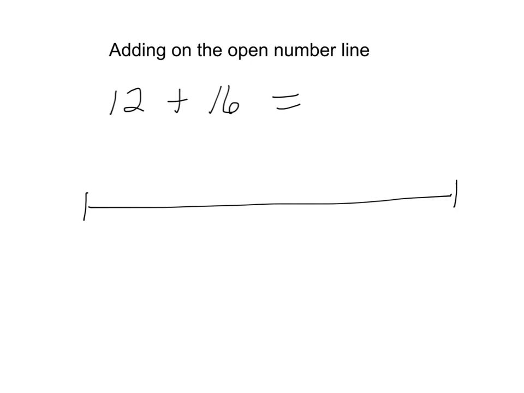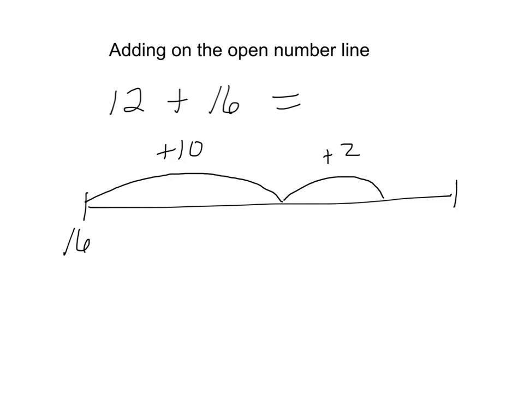So we could start with either number using the open number line, but it's generally a good idea to start with the larger of the two numbers. That way, if we're doing any counting by ones, we have less to count. So there's 16. Again, we could have started with 12 because addition is commutative, so it doesn't matter which one we start with. 12 plus 16 is the same as 16 plus 12. We're going to start with 16, and we're going to add on to it.